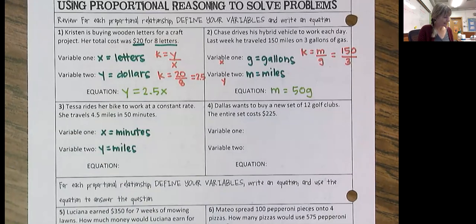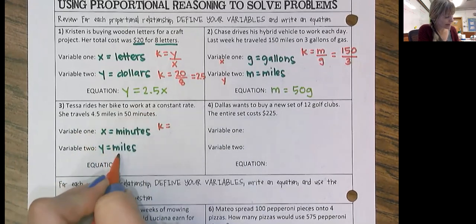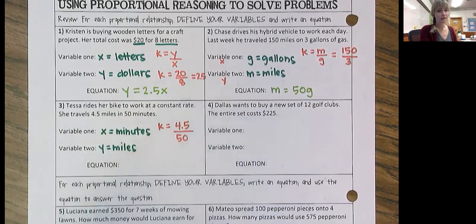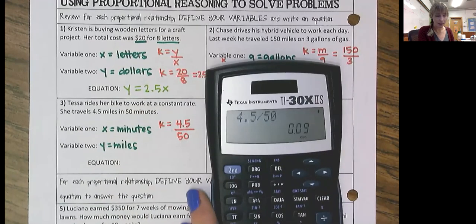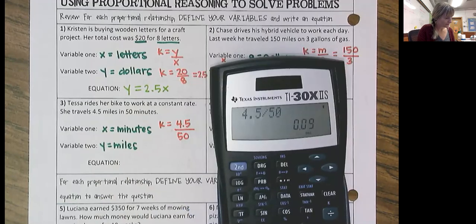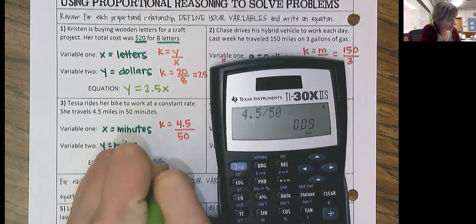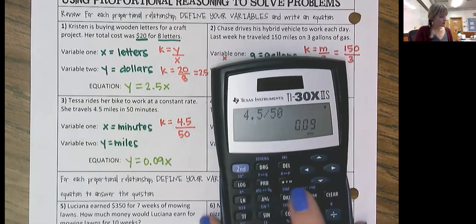So to calculate k, I'm going to have y over x, which is miles over minutes. Be careful here. Miles over minutes. People want to do it the other way because they want the big one on the top. You could, but you'd have to redefine your variables to make sure your equation matches. So 4.5 divided by 50 is 0.09. So my final equation is y equals 0.09x. That means she traveled at 0.09 miles per minute. It's pretty fast.